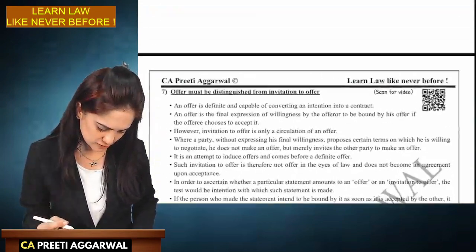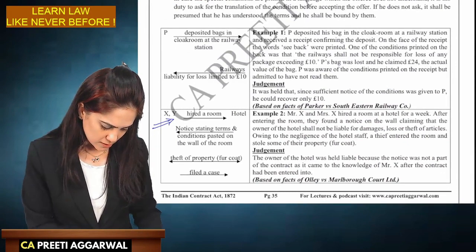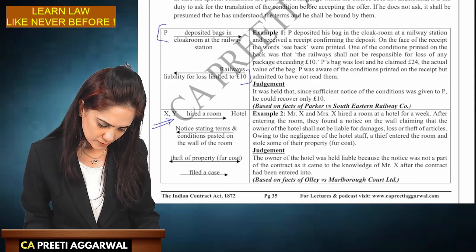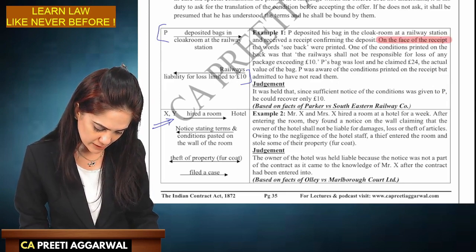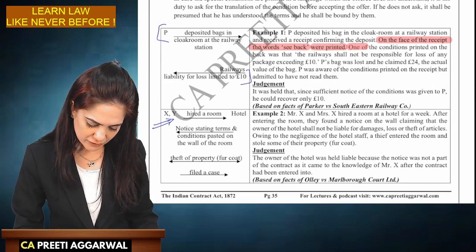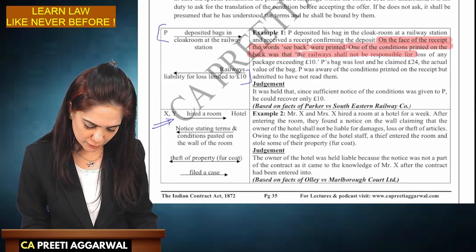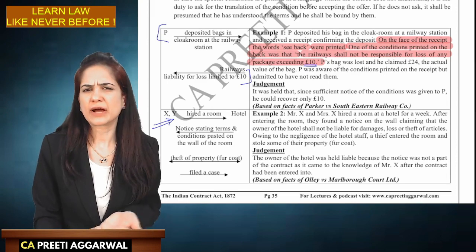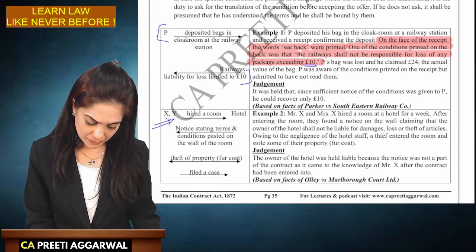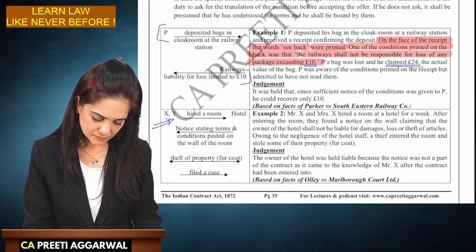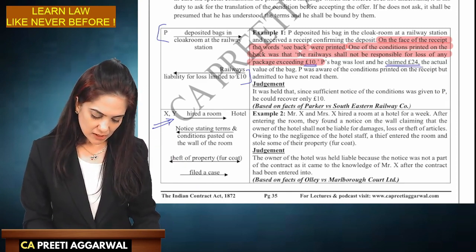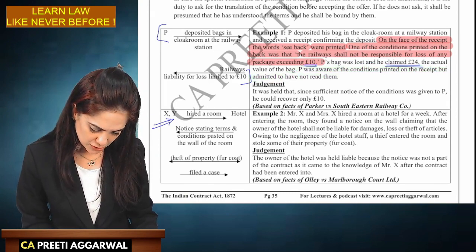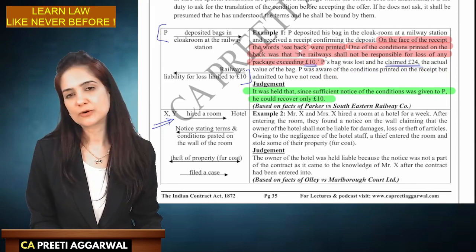Same example is given over here. One of the conditions on the face, the words "see back" were printed. One of the conditions was that the railways will not be responsible for any loss of package exceeding £10. I assume dollars, but it's the same number. But he claimed 24, the actual value of the bag. So we assume that he was aware of the conditions. We assume that he had sufficient notice and he could recover only £10.